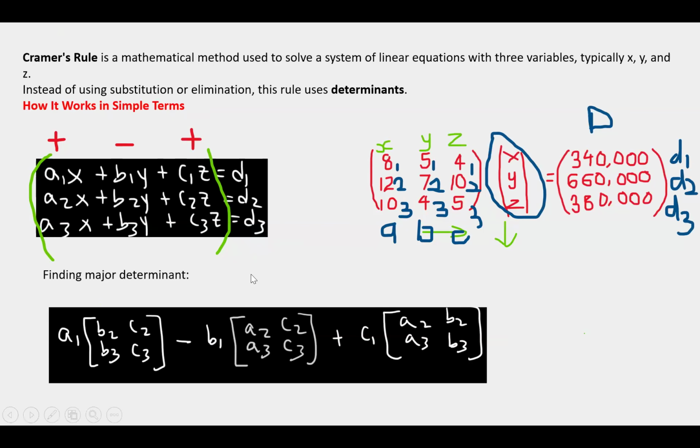Cramer's rule is basically a mathematical method used to solve three simultaneous equations, whereby you have three variables, in this particular case X, Y, and Z. So instead of using the elimination or substitution method, this rule intends that a learner uses determinants.